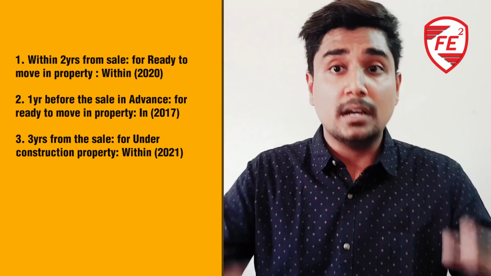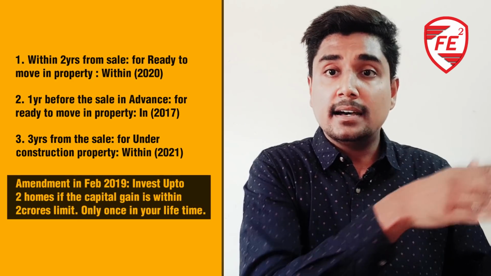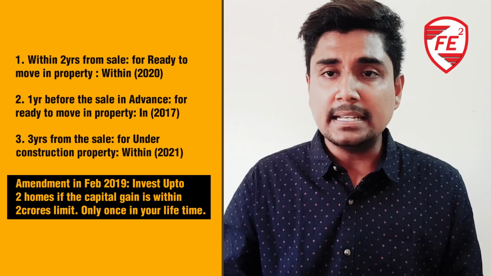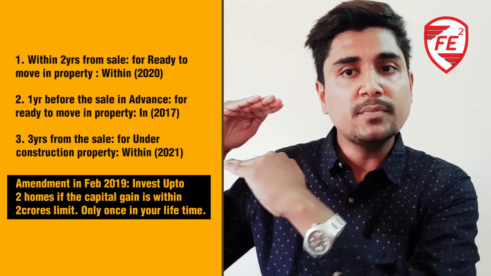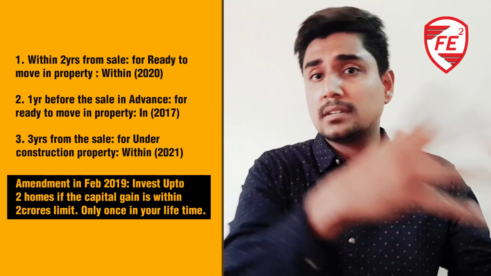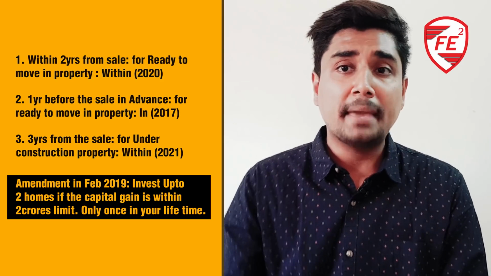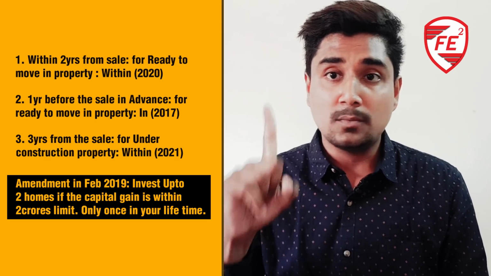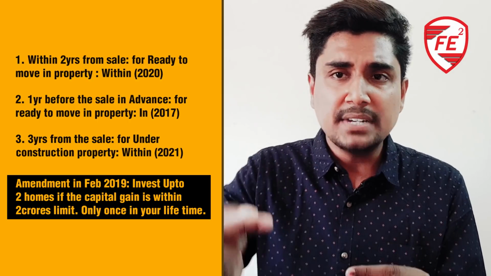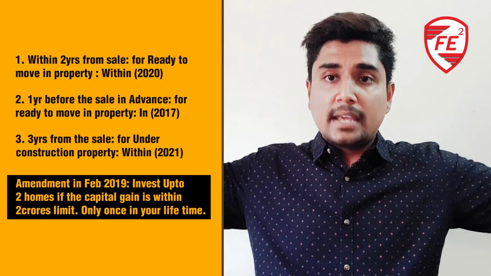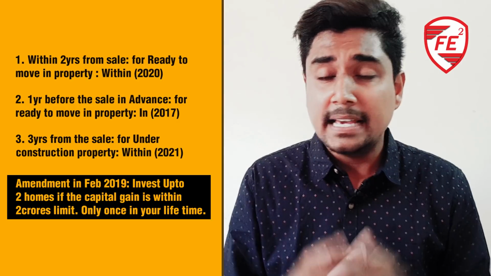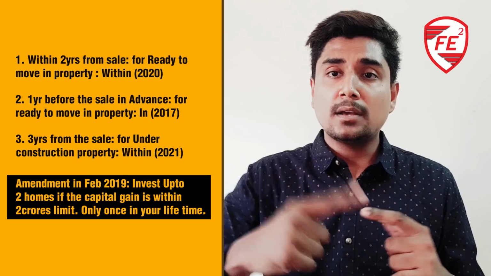Or if you want to invest in 2 properties, there is a new amendment in February 2019 from the Modi government, where you can invest in up to 2 properties, but the capital gain has to be within 2 crores. If the maximum profit is within 2 crores, you can invest in up to 2 properties, but you can make use of that amendment only once in your lifetime. But if you are investing in only one property every time, then you can escape tax on any amount of rupees, even crores and crores of rupees, if you are investing in only one property.